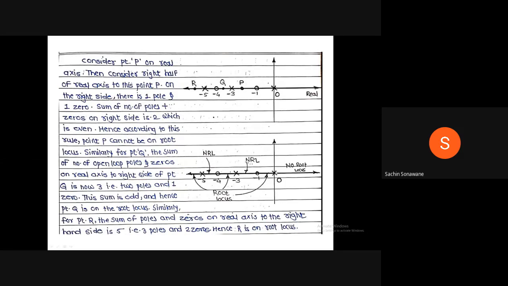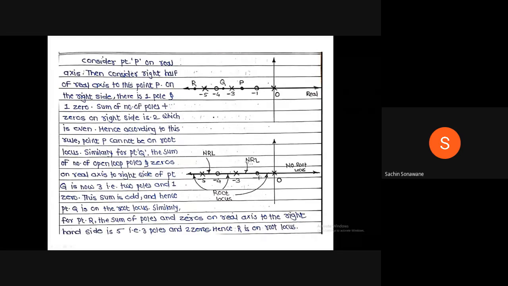0 starts from this first pole, 0. Now, towards the right side of the 0, how many poles and zeros are there? 0. Therefore, here no root locus region is there towards the right side of 0.